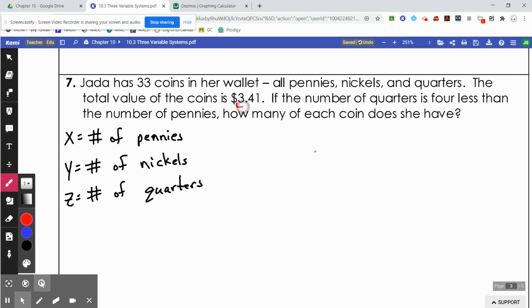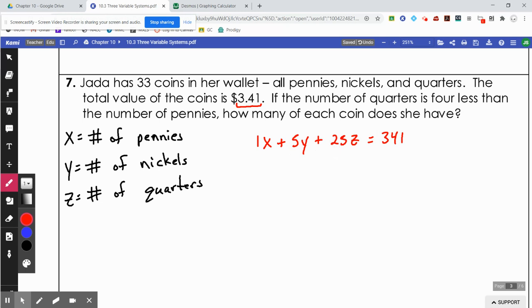Now let's do this instead of $3.41. Let's write it as cents. So each penny is worth 1 cent. So 1 times X tells you how much it's worth. Each nickel is worth 5 cents, so 5 times Y tells you how much they're worth. And each quarter is worth 25, so 25 times Z tells you the worth. But again, I did it in cents, 1, 5, and 25. So when you add it together, that would be a total of 341 cents. So there's my first equation.